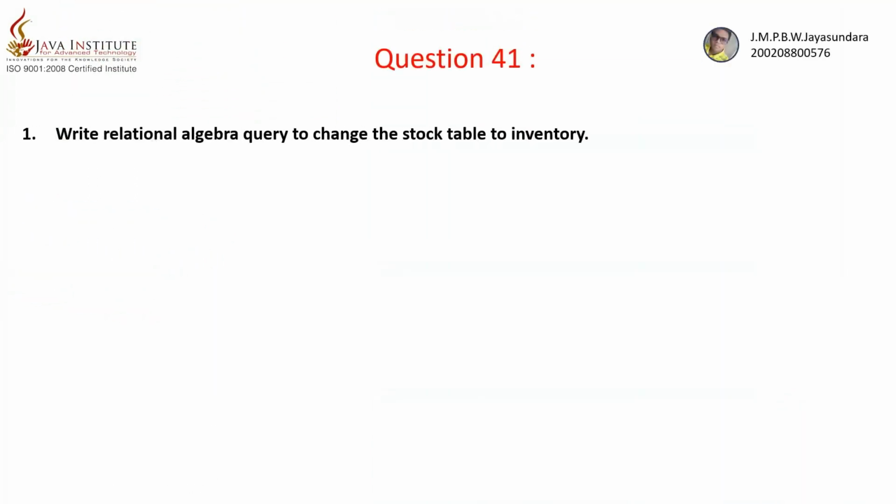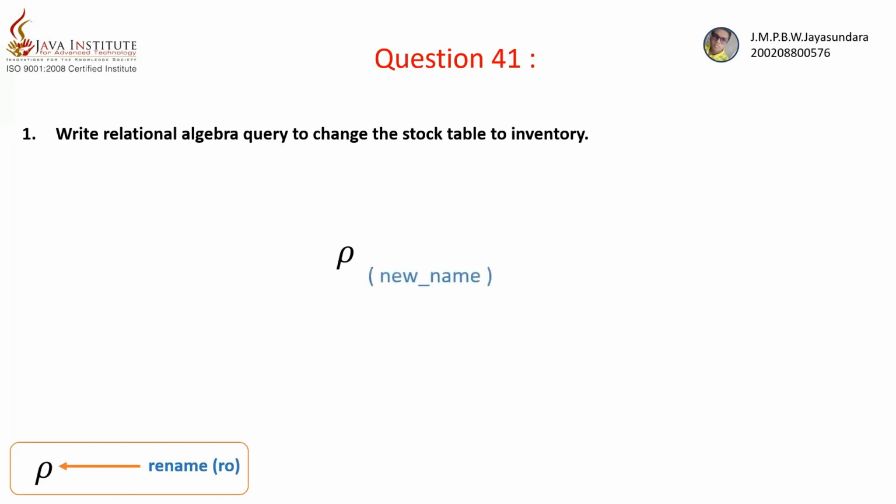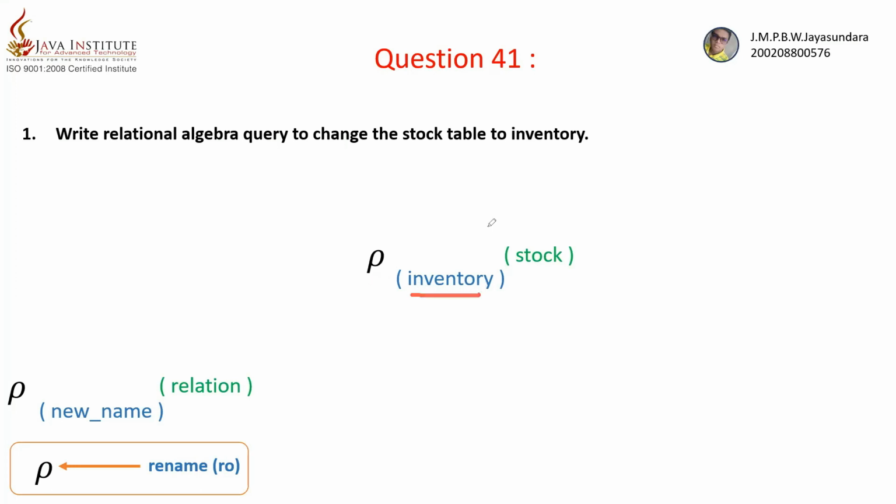Here we have our first question. It says write a relational algebra query to change the stock table to inventory. In this case we have to use rename, which is called rho. So we have to use rho, after that the new name, after that the table name. So here we have used rho, then the new table name is inventory and the table name is stock.